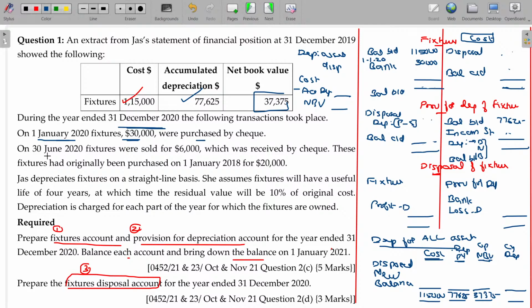Okay. On 30th June 2020, fixtures were sold for $6,000. Bank amount realized being 6,000, which was received by check. These fixtures had originally been purchased on 1st January 2018 for 20,000 rupees. This is the cost of the asset disposed.